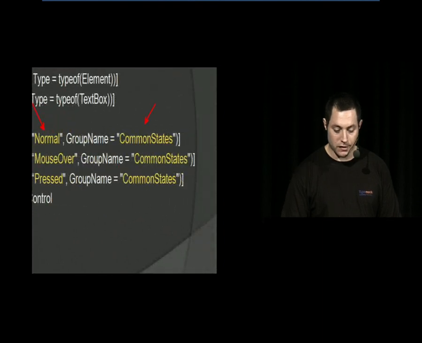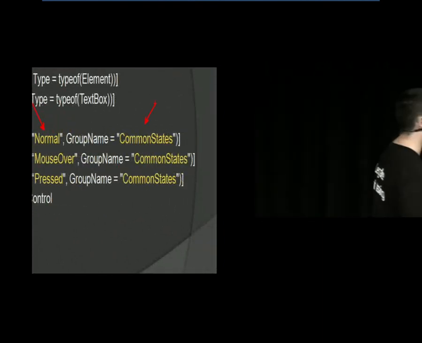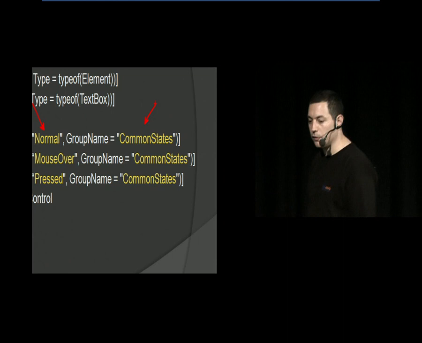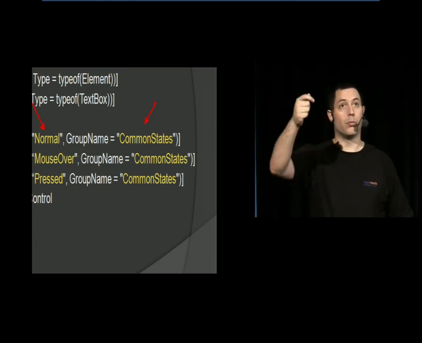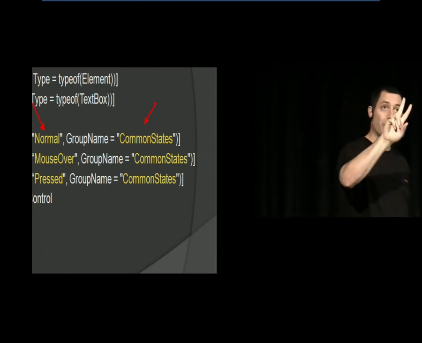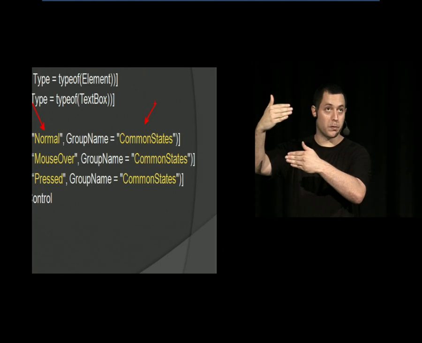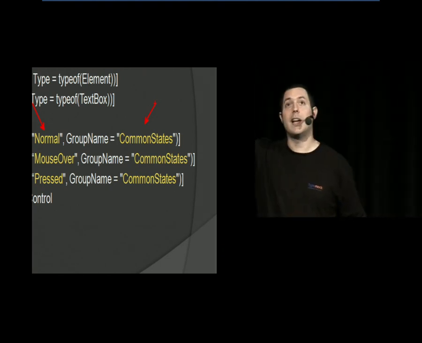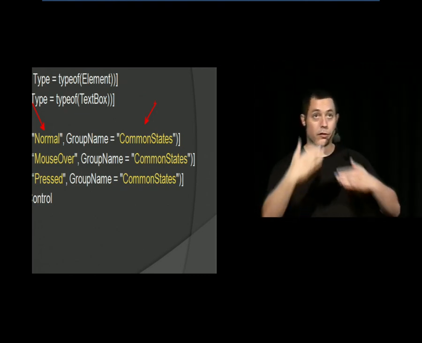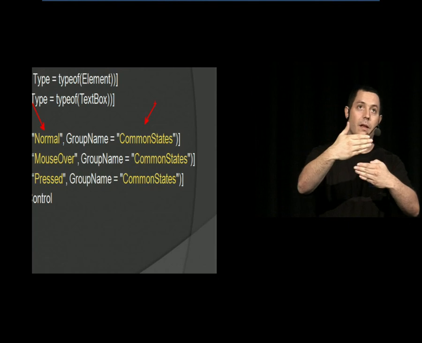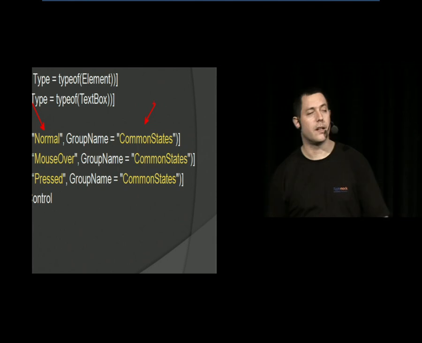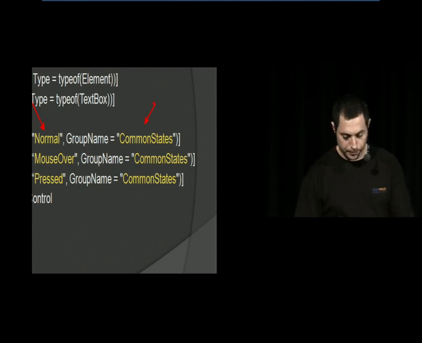and it's part of some group called common states. The reason that you want groups is because some states can only be one true state in a specific group. So it can either be enabled or disabled in the group of enablement. But it can be enabled and pressed at the same time, two visual states. So they have to be in two different groups. Okay, so there is mouse related visual states, and there is enabled related visual states. So they can correspond at the same time, but only one in each group can be active. Because my control can be enabled and pressed at the same time.